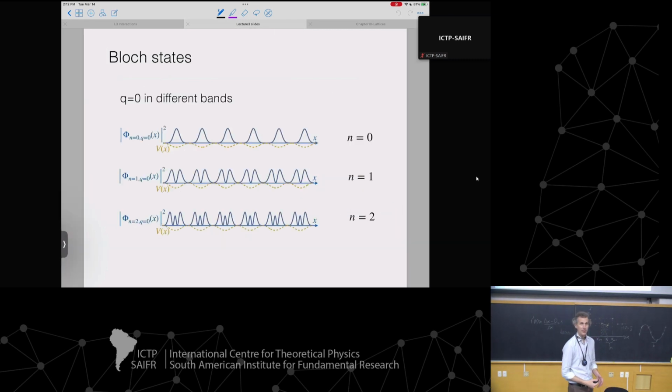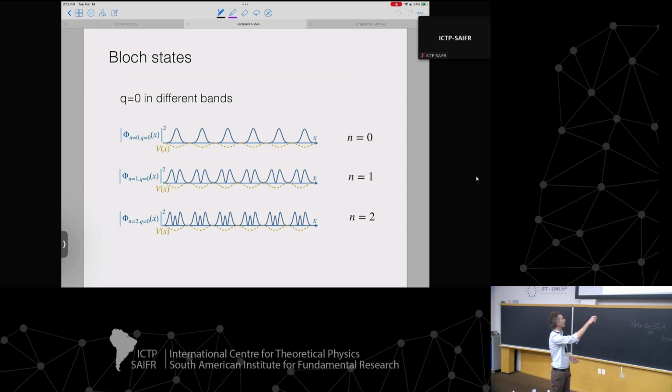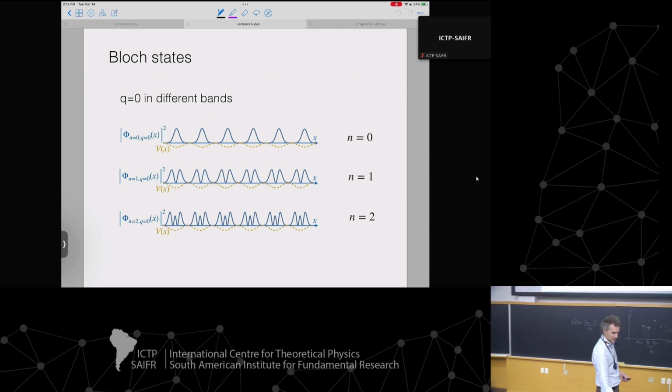And we talked about some examples. So Bloch states, for instance, in the lowest band have on each lattice site a kind of single bump. And in the next band, the first excited band, there's going to be a node, and in the second band, there are two nodes. And I'm going to talk about where this structure comes from today in the limit of deep optical lattices.